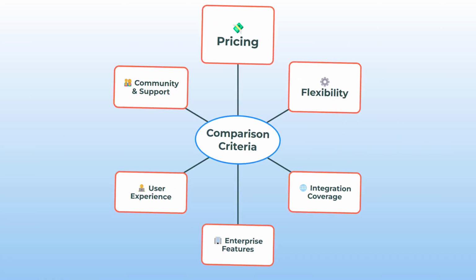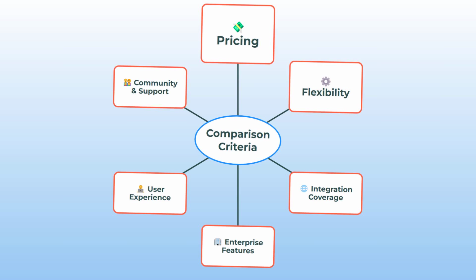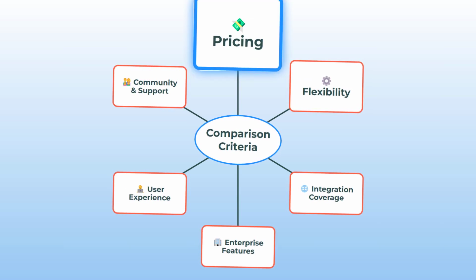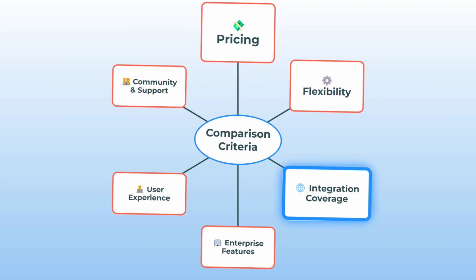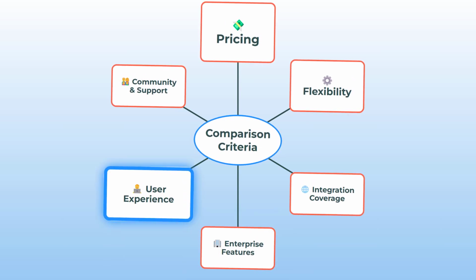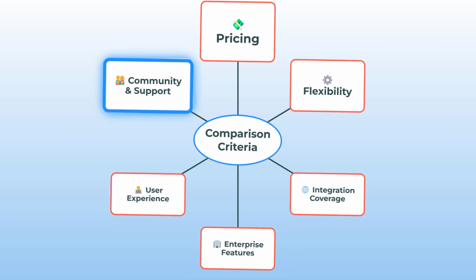Picture a mind map. At the center, we've got N8N versus Tray.io. And branching out are categories like pricing, flexibility, integration coverage, enterprise features, user experience, and community and support. That way, we're not missing anything crucial.